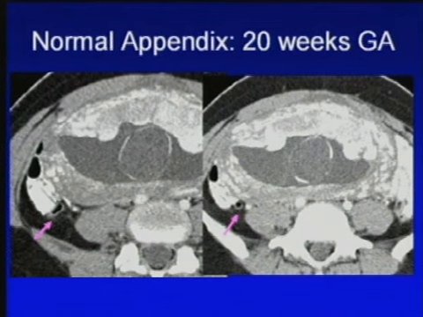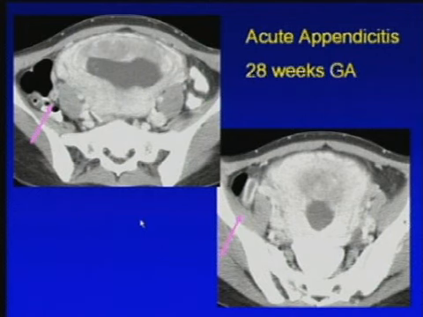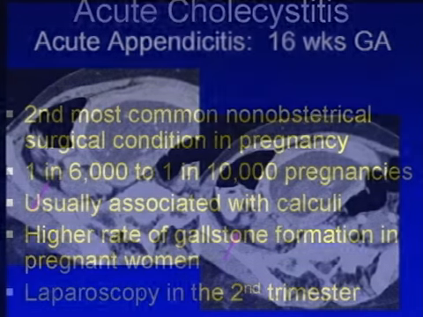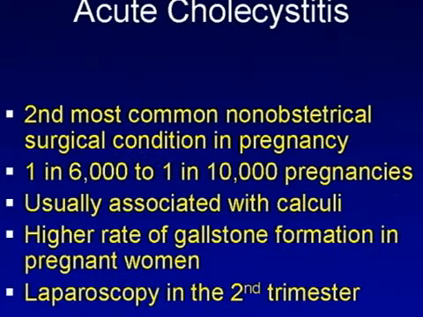Here's another normal air-containing, non-dilated appendix in a 20-week gestation. Here, on the other hand, is acute appendicitis in a 28-week gestation, and we use the same criteria that we do in the non-pregnant patient. We see a distended, fluid-filled appendix with thickened enhancing wall and periappendiceal inflammatory changes. And here is another acute appendicitis at about 16 weeks, and here we see that there is lack of filling of the appendix with oral contrast and periappendiceal inflammation.